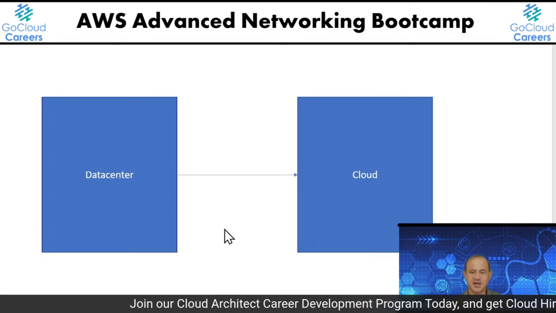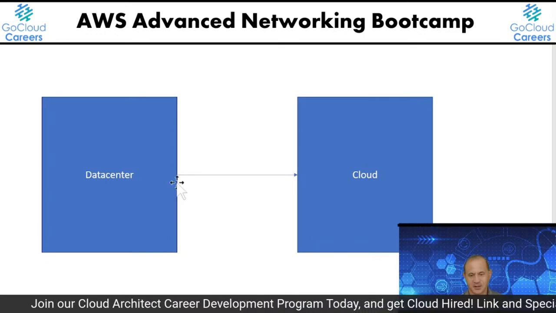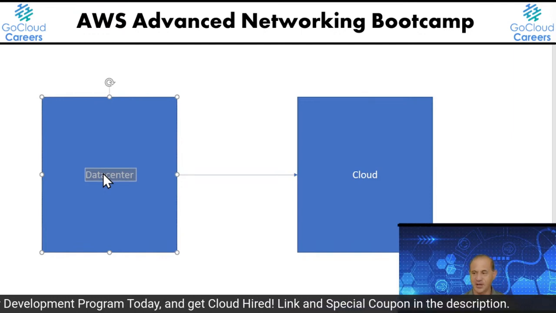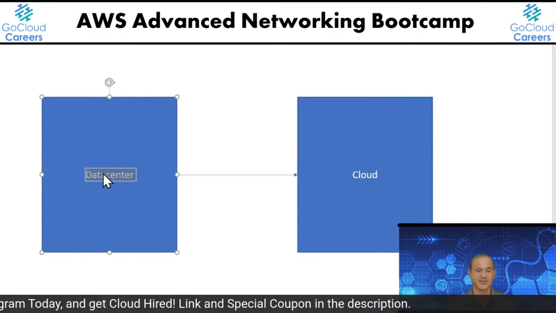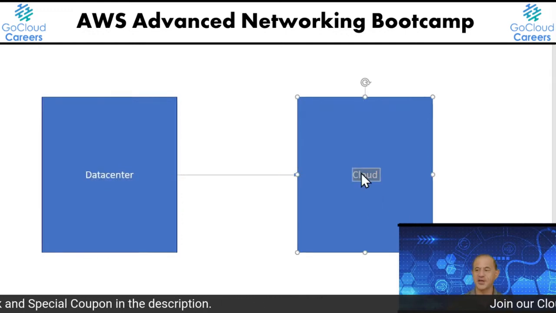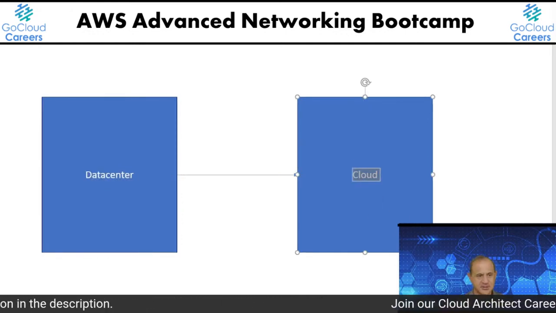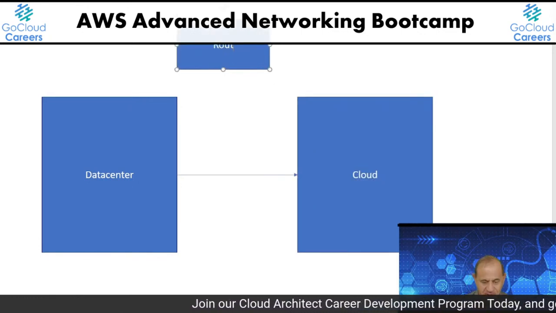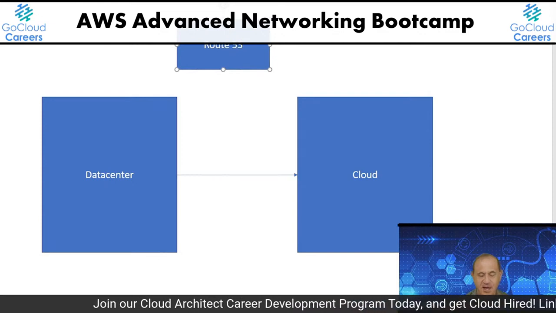Okay, so here's your data center and your cloud. Now, let's go back to option three. In option three, here's what we have. We have our full data center, and we have small versions of everything in the cloud. Let's use AWS DNS for right now. It doesn't matter whose DNS we're at. So let's call it Route 53. So we've got AWS DNS here.